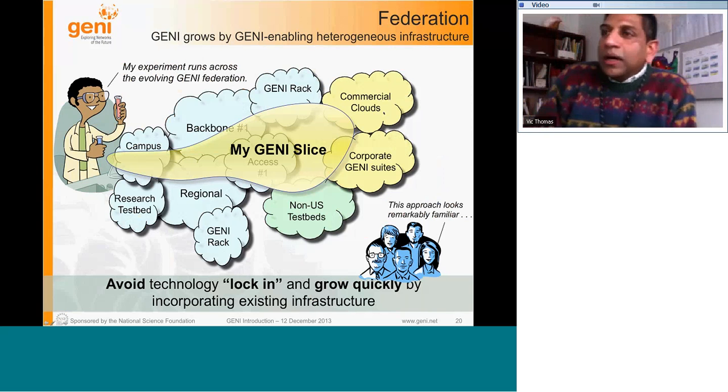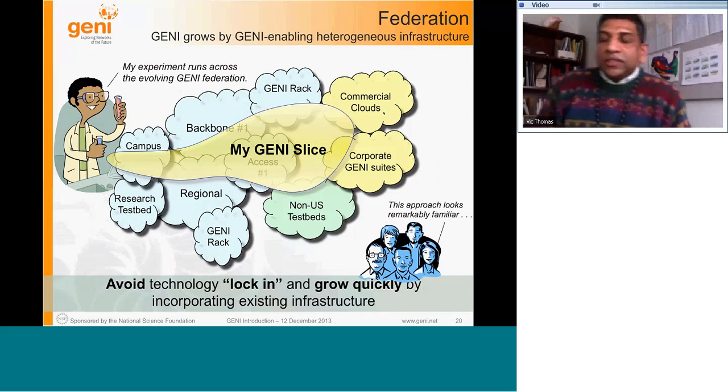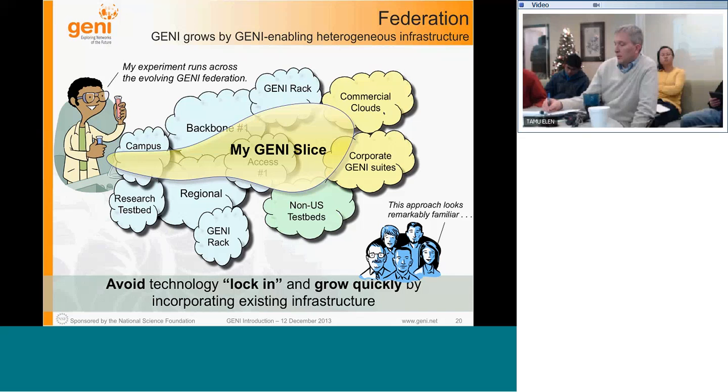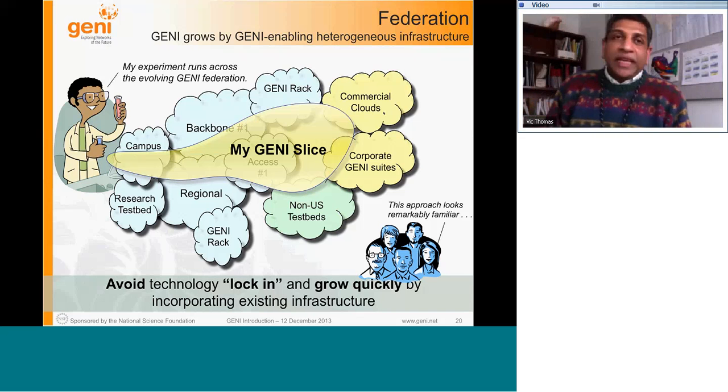How does GENI grow? GENI grows by federating heterogeneous infrastructure. There's already a lot of infrastructure deployed in the United States: campus networks, regional networks, national backbones, and existing test beds. The way GENI grows is by putting a common API, the GENI API, on these resources. Once all these resources understand and accept GENI credentials, given to GENI experimenters, an experimenter can go to any of these existing test beds, campus networks or whatever, and get resources from there.